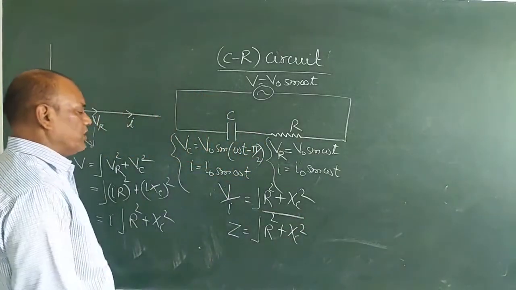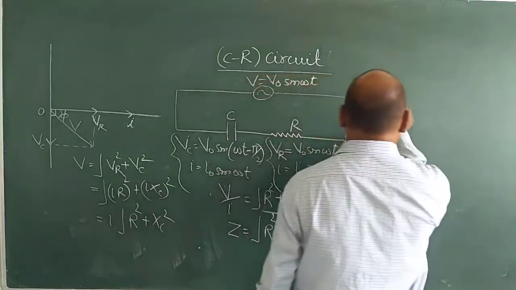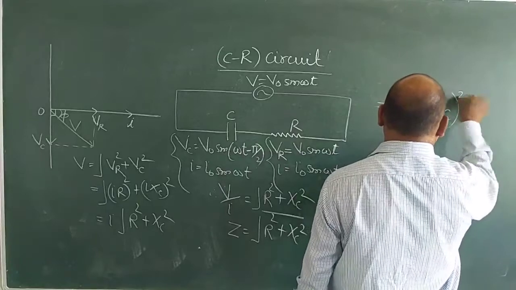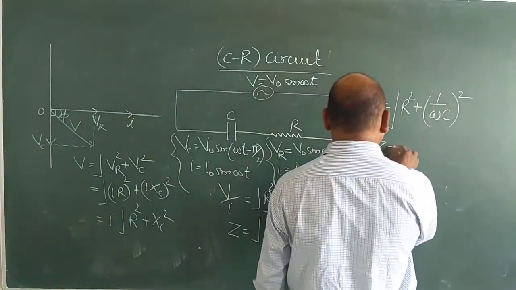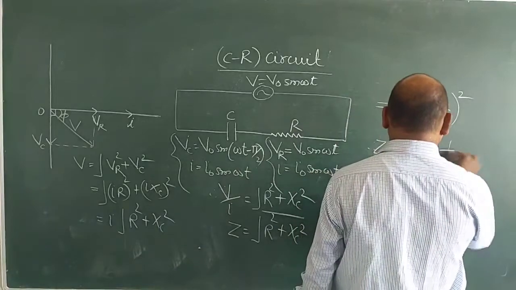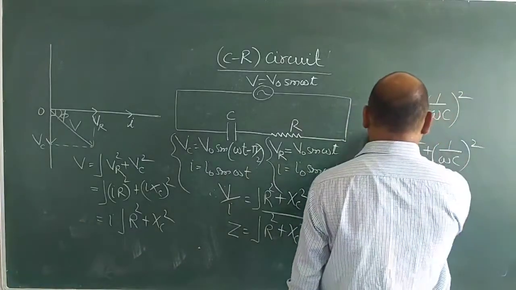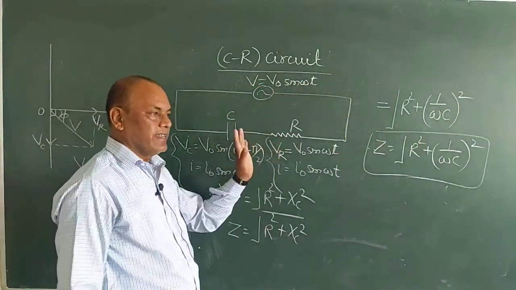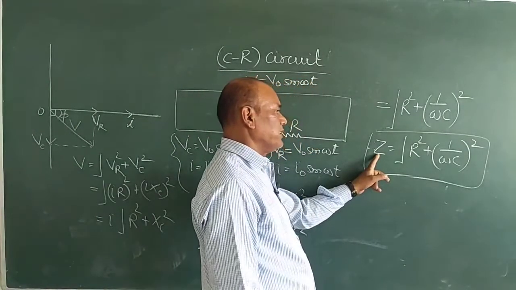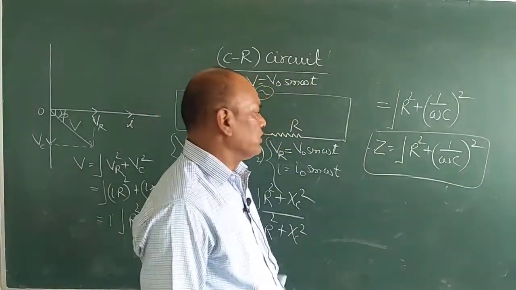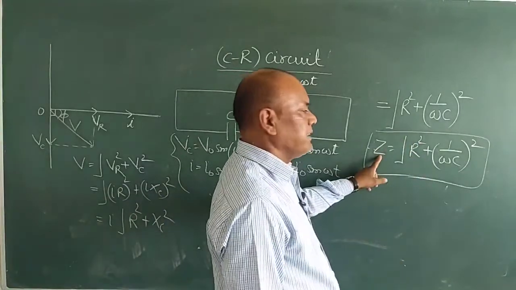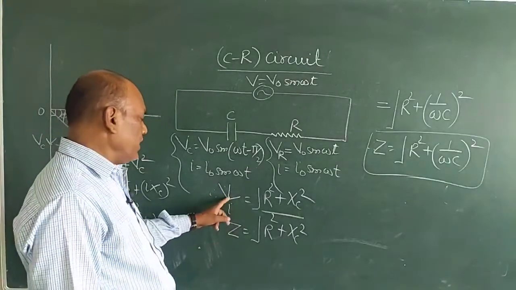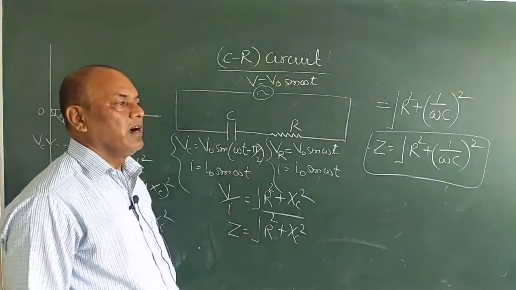This V upon I is known as Z, that is the impedance of the circuit. This Z is equal to under root R square plus XC square, but XC is equal to 1 by omega C. Therefore, Z is equal to under root R square plus (1 by omega C) whole square. With the help of this formula, we can find out the impedance of the CR circuit. You know that this behaves as a resistance, so its unit will be ohm. This Z is also calculated by applying the formula V upon I, or V RMS divided by I RMS.